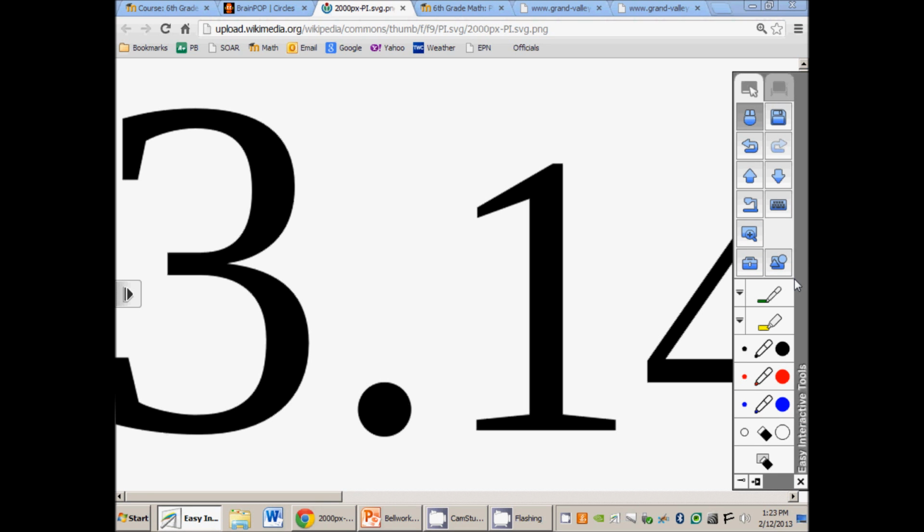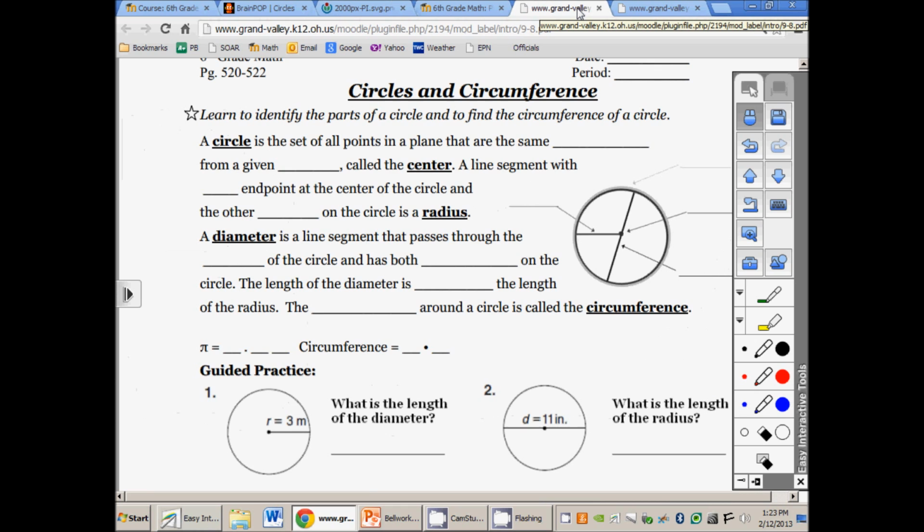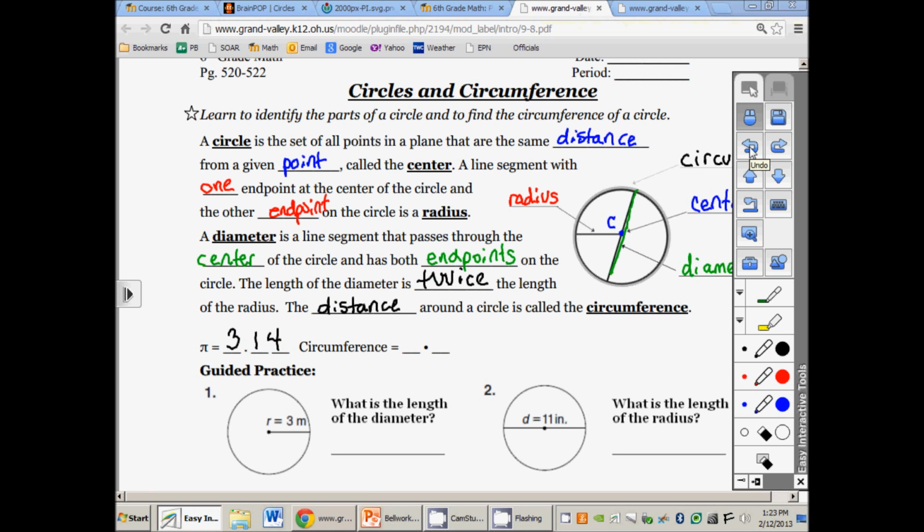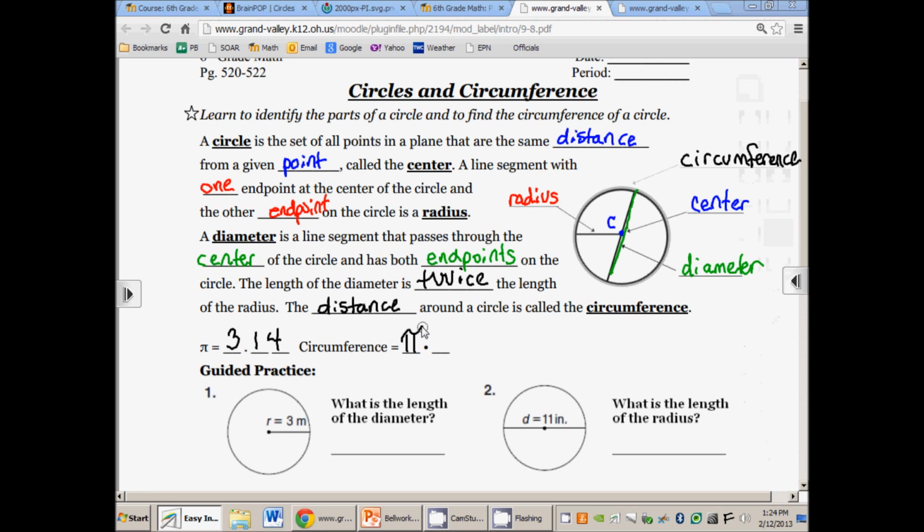And the other thing is circumference. To find circumference, we use the formula. Do you know what it is? It's definitely pi times which measure? Did you catch it? Is it the radius or the diameter? It's the diameter. It's pi times d.